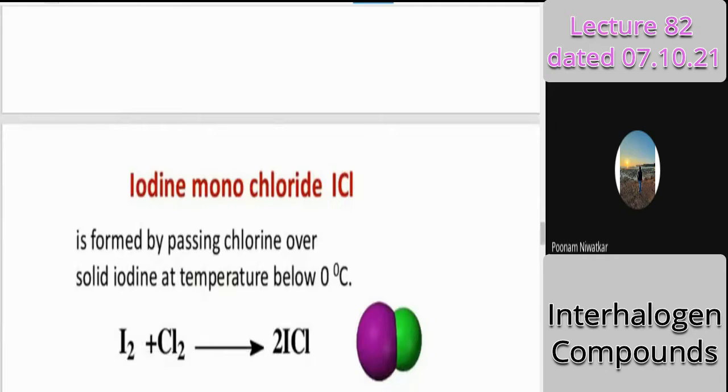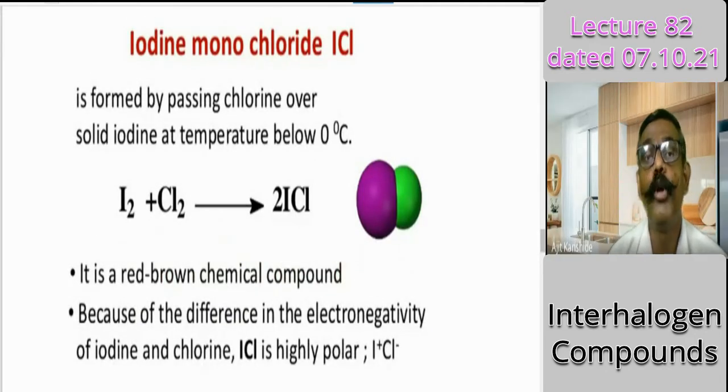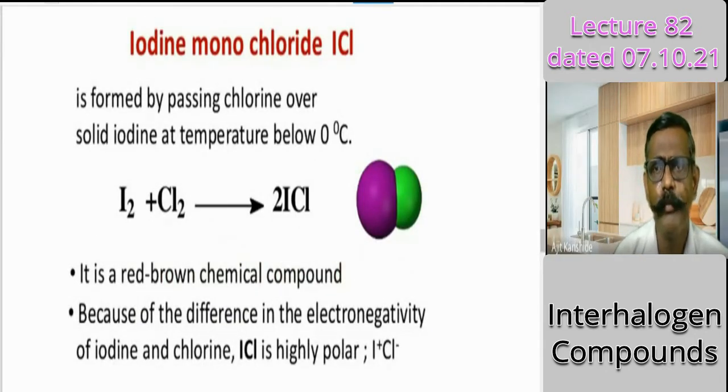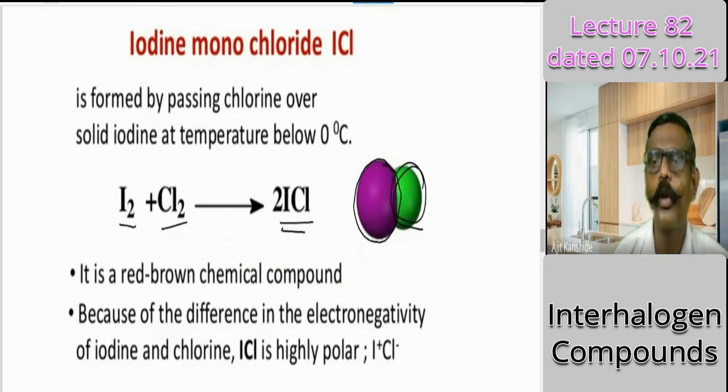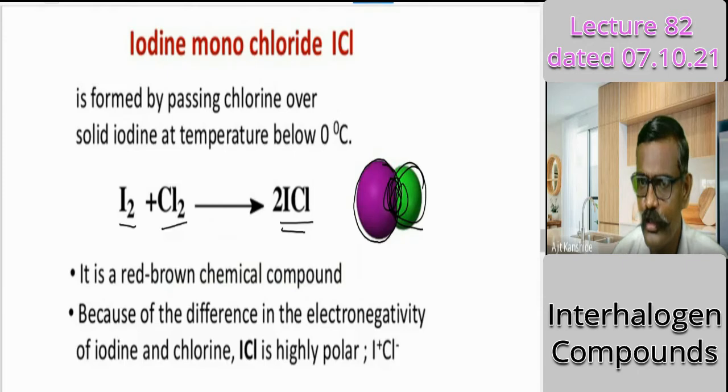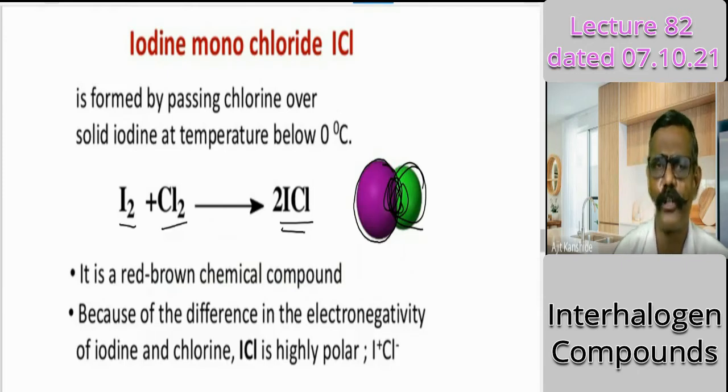Now separately, iodine monochloride, how can it be prepared? I2 plus Cl2 gives ICl. And the structure: here a large iodine is there, and here a small chlorine is there, with an interaction region, a covalent bond, and a linear structure.